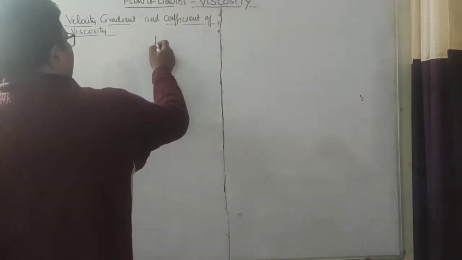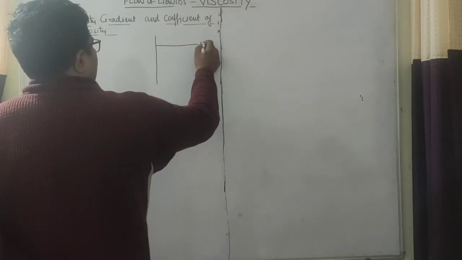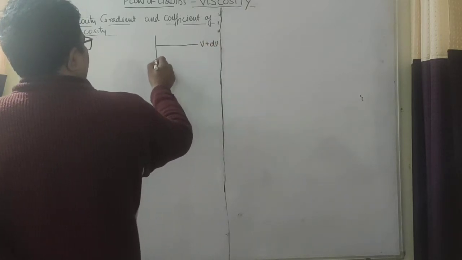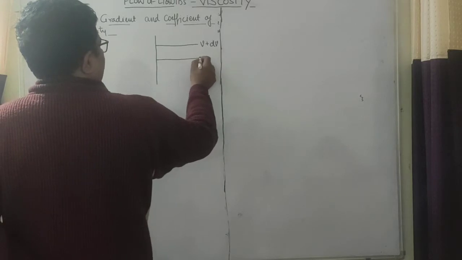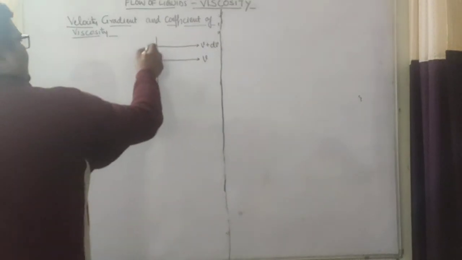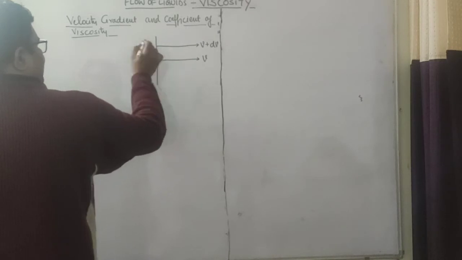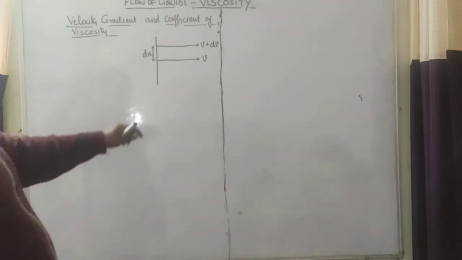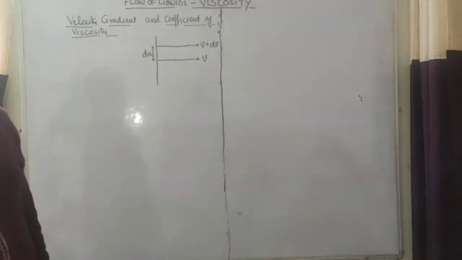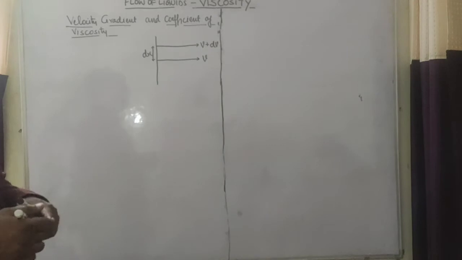Velocity gradient is change in velocity with respect to distance. Say for example, a liquid is flowing and at the top it has a velocity v plus dv, and below that there is a layer which has a velocity of flow as v. Between these two layers the distance is dx. So there is a change in velocity between the two layers with respect to distance. This is known as velocity gradient. Same is potential gradient. Change in potential with respect to distance.